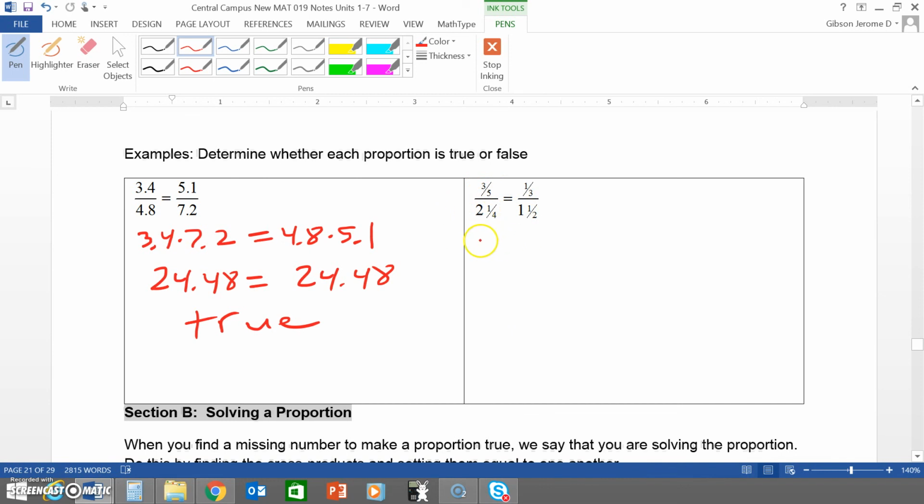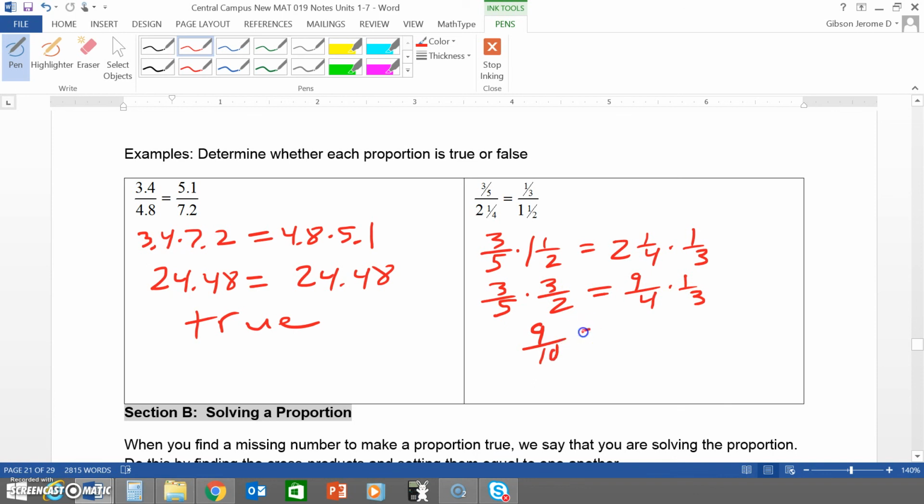Now we're dealing with fractions. We still follow the same method. We add 3/5 times 1 1/2 is equal to 2 1/4 times 1/3. Now to multiply this, we need to change these mixed numbers to improper fractions. So it'd be 3/5 times 3/2 is equal to 9/4 times 1/3. So then this will give us 9/10, and this will give us 9/12.